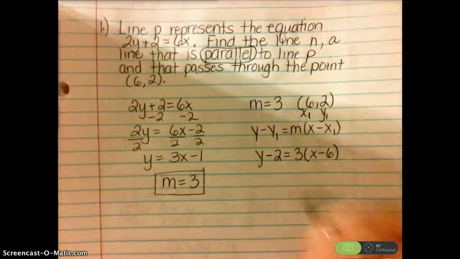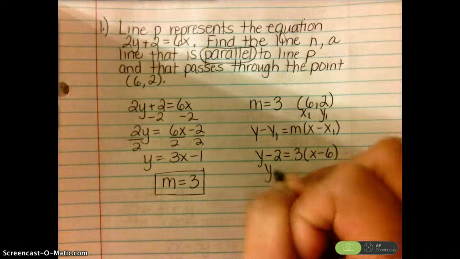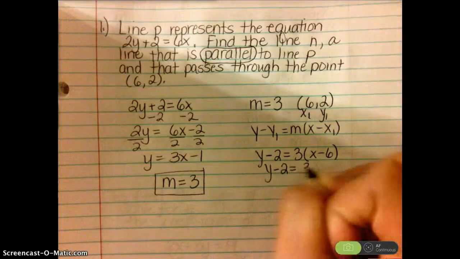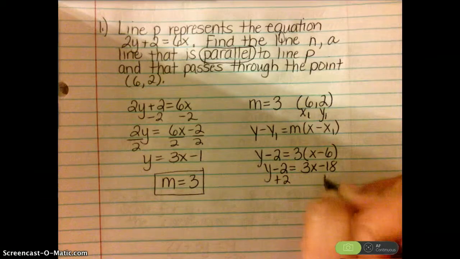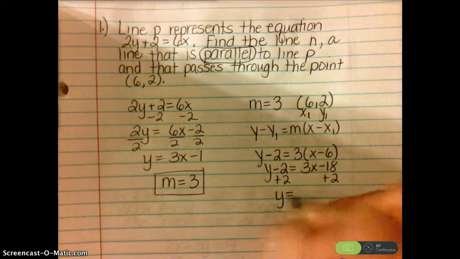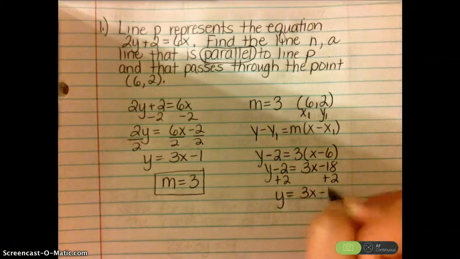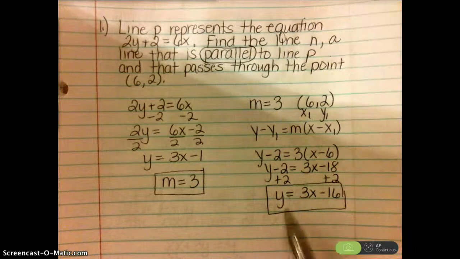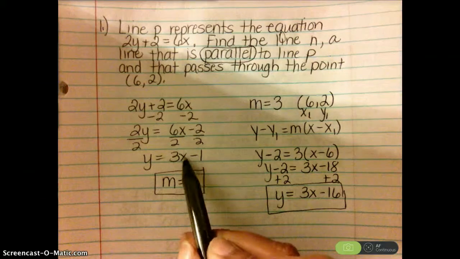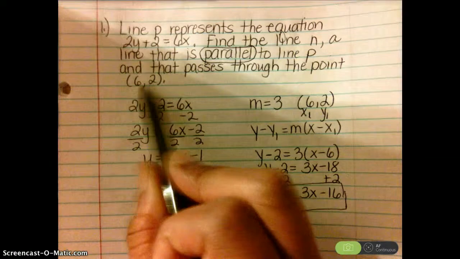And now we're going to put this equation in slope-intercept form. We're going to first use the distributive property, and you get 3x minus 18. We're going to add 2 to both sides, and I have y equals 3x minus 16. So here's my new equation that is parallel to this equation and passes through the point (6, 2).